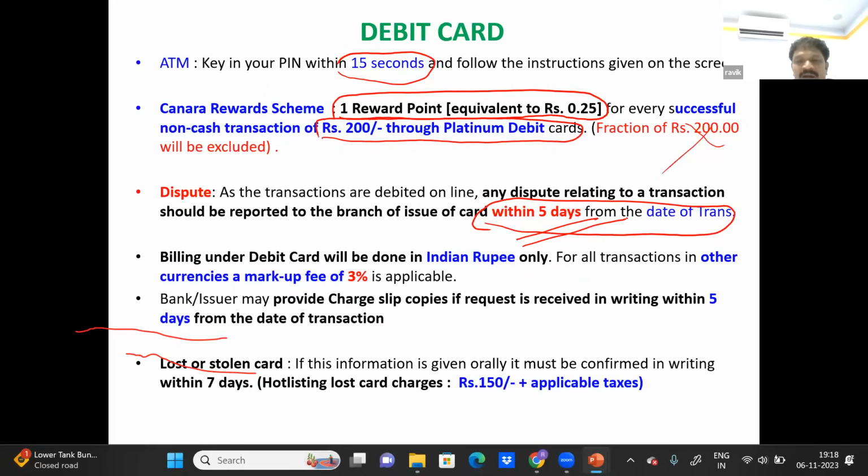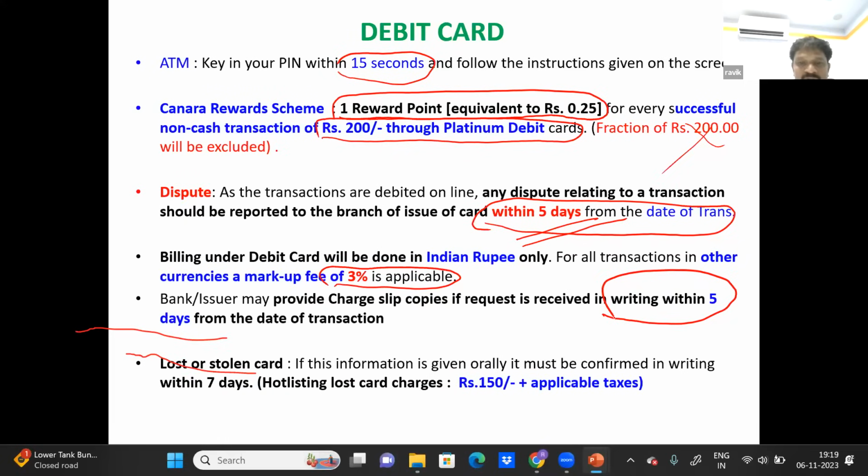Then billing under debit card will be done in Indian rupees only. For all transactions in foreign currencies, a markup fee of 3% is applicable. When the party is using the debit card abroad, the markup fee will be charged, that is 3%. And the bank will issue a charge slip for the transaction. If you want the charge slip, the bank will provide it. The only condition is the customer has to request in writing within 5 days from the date of transaction.